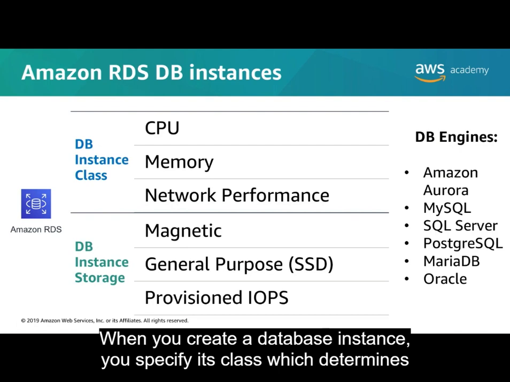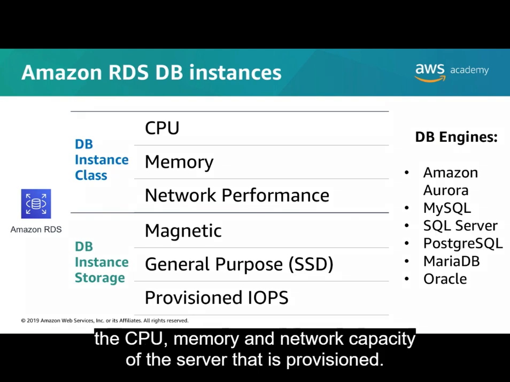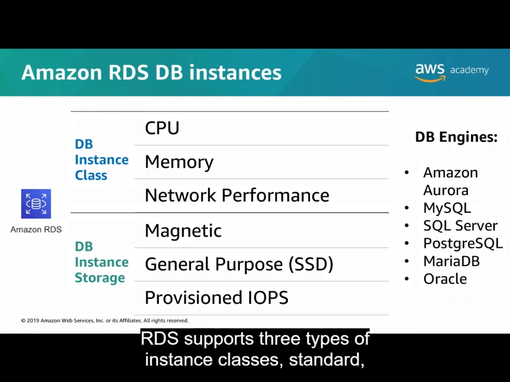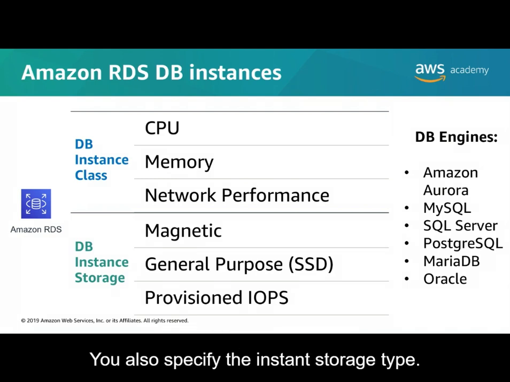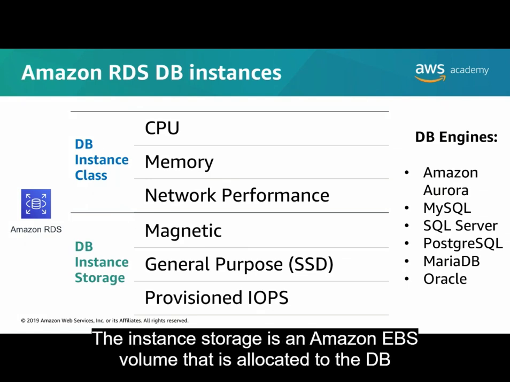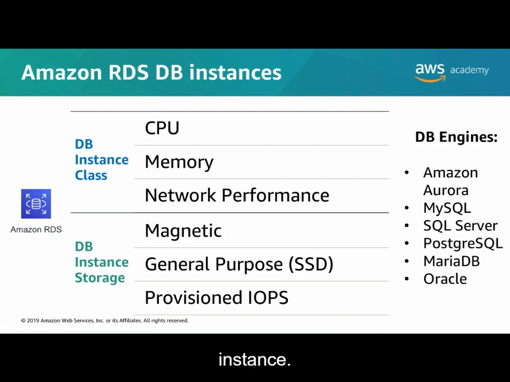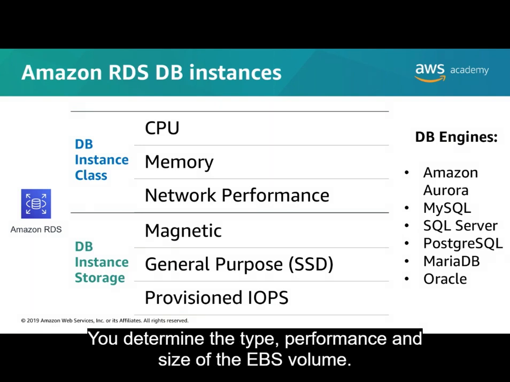When you create a database instance, you specify its class, which determines the CPU, memory, and network capacity of the server that is provisioned. RDS supports 3 types of instance classes: standard, memory optimized, and burstable performance. You also specify the instance storage type. The instance storage is an Amazon EBS volume that is allocated to the DB instance. You determine the type, performance, and size of the EBS volume.